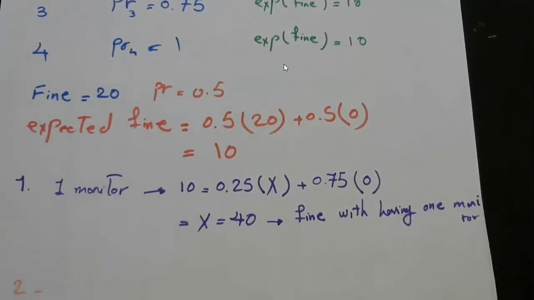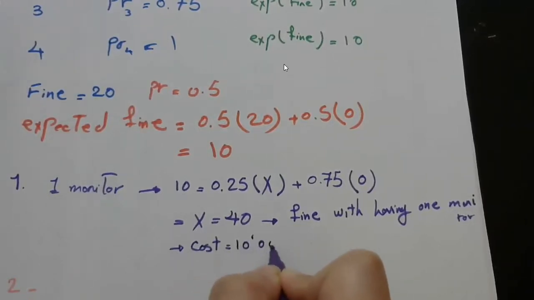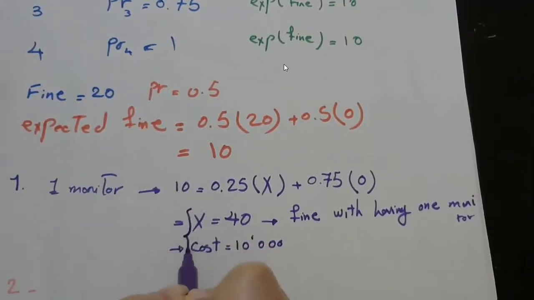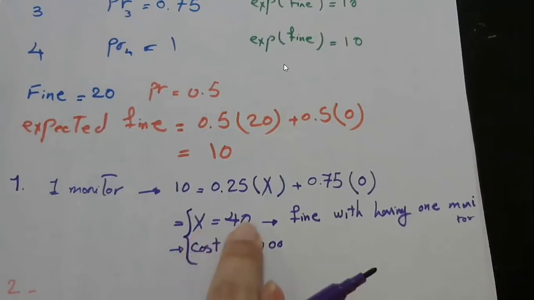First, okay, let's finish this, that the fine is 40, and how much is the cost? The question has given you the cost. The cost for each monitor is 10,000. So here we have one monitor, so that's why the cost is 10,000. So this is our answer, that here we have to make the fine $40 and the cost is $10,000.